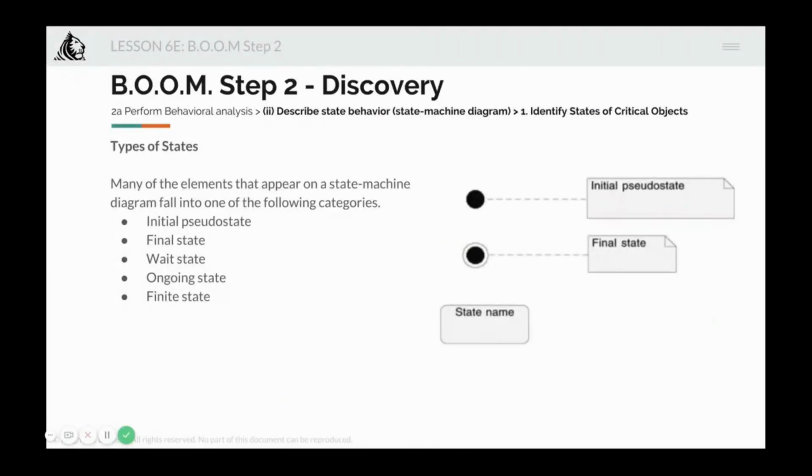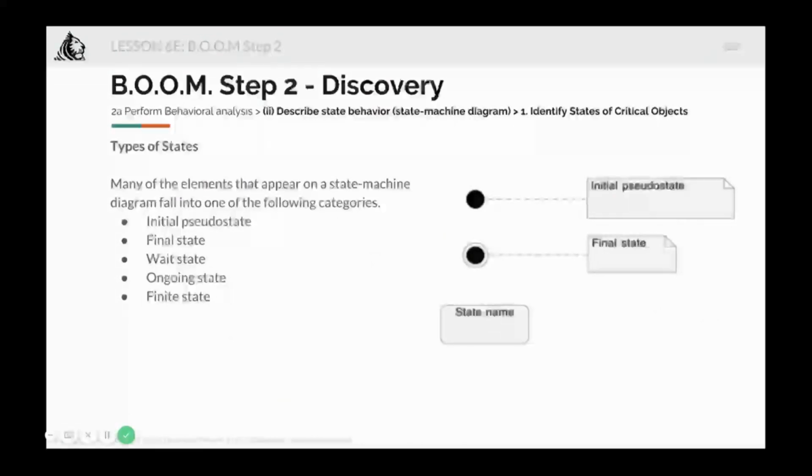Next is understanding the different types of states that are possible, because different types can behave very differently. Many of the elements that appear on a state machine diagram fall into one of the following categories. First, the initial pseudo state. This is shown as a dot on the diagram. It is the start point for the object. The UML classifies this, as well as some other modeling elements, as pseudo states rather than states. Pseudo states mark points that transitions may leave from or go to, but they do not represent an actual state of the object.